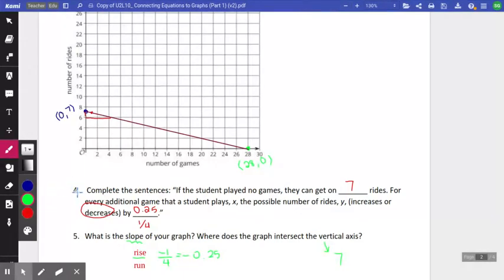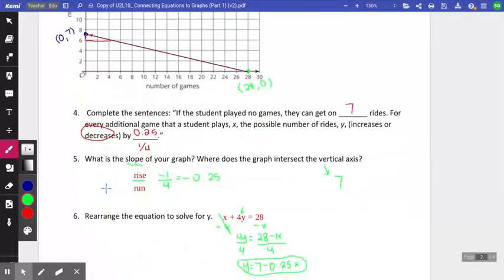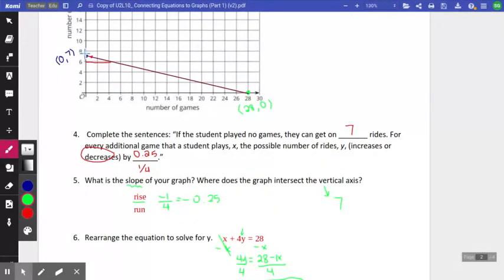I think number 4, in terms of what those numbers mean, is going to show us the biggest connection. Notice when we solved for y, we ended up getting those same exact numbers we've been looking at in numbers 4 and 5. We've got 7 and that 0.25. I didn't see those numbers in the original equation, but once I solved it for y and rearranged it, we can see in that equation that 7, which we said earlier is that y-intercept, is the point where if you do not play a single game, you can get on 7 rides. And that 0.25 represents that as you play another game, the number of rides is decreasing by 0.25, or by 1/4, which happened to be the slope earlier.